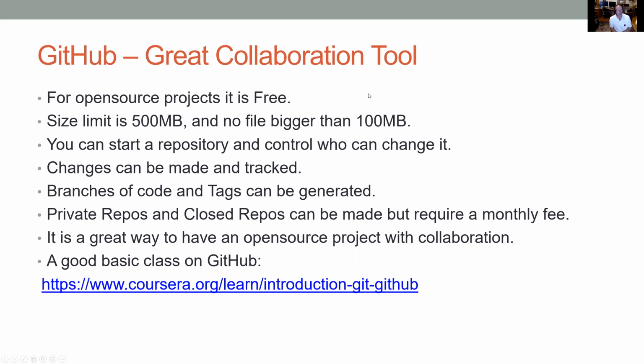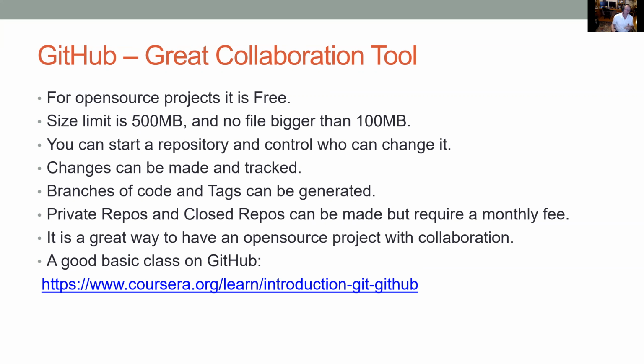GitHub is a great collaboration tool for open source projects. It's free. The size limit is 500 megabytes these days. It was 1 gigabyte and they knocked it down to 500. No single file bigger than 100 megabytes. So it's a little tough to save images of Raspberry Pis up there. But you can easily start a repository, control it, and who can change it.